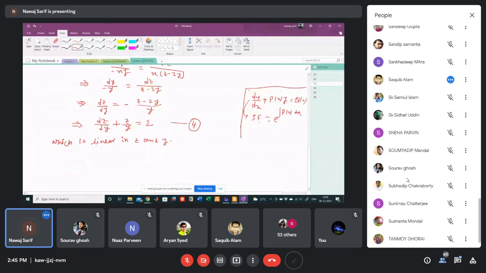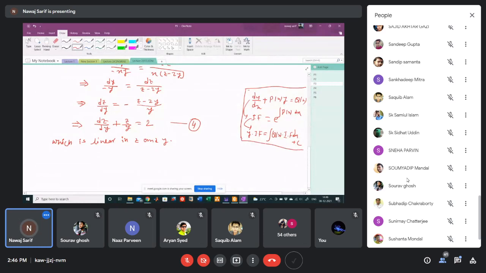And next step, how to find the solution? How to write the solution? y into the integrating factor equals the integral of Q(x) into the integrating factor dx, plus c. Okay, this is the solution for a linear equation.